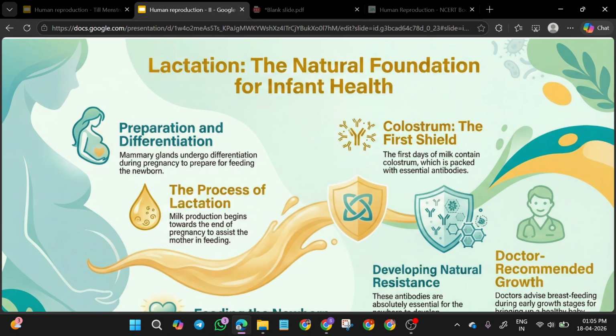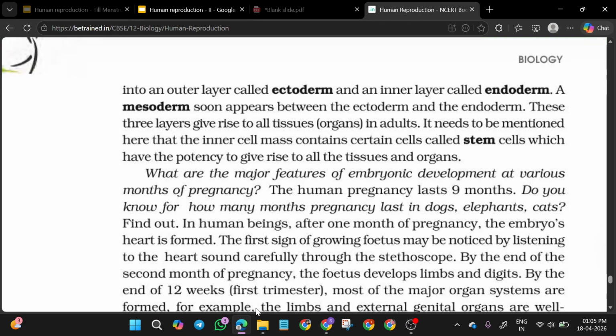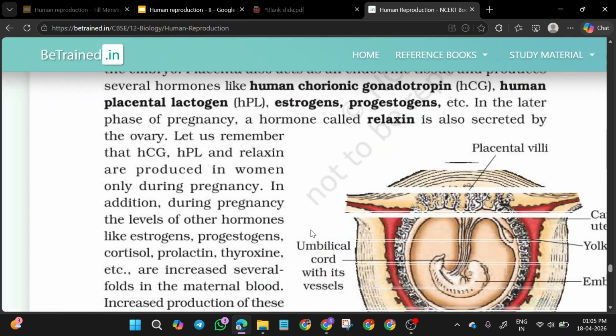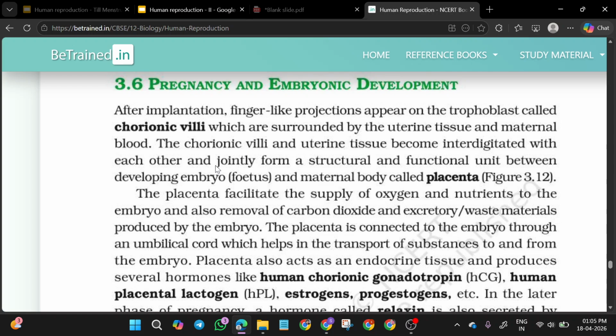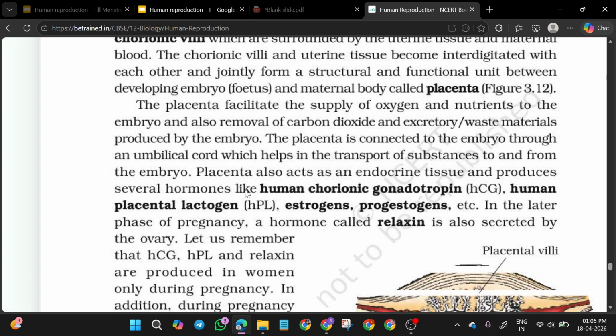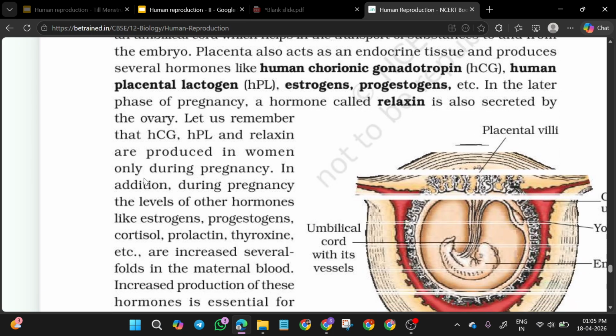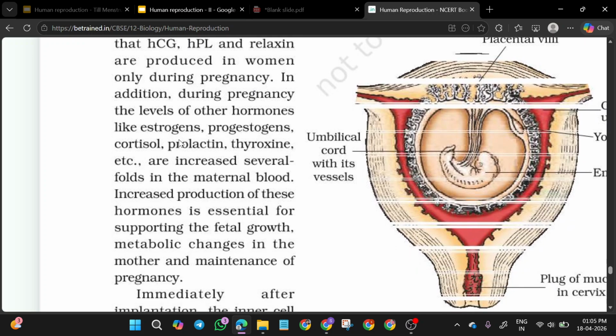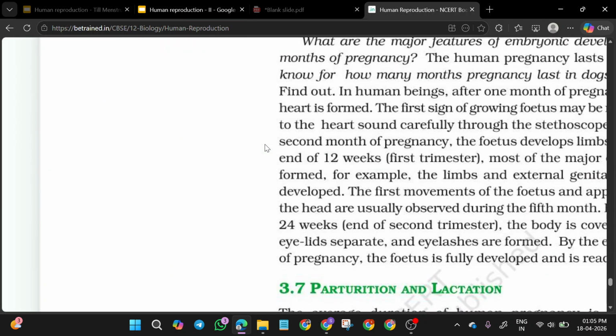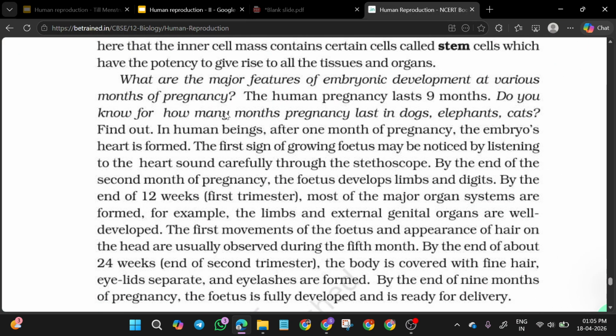This is regarding your human reproduction chapter. I think I have finished. What did we see in this? We saw about the placenta: its structural and functional unit, what hormones are produced by the placenta, which three are produced only during pregnancy, and which five hormones are increased in large quantity. Then we saw the changes that happen at different times. When you have time, write this down like a table, or if your module has a table you can follow.